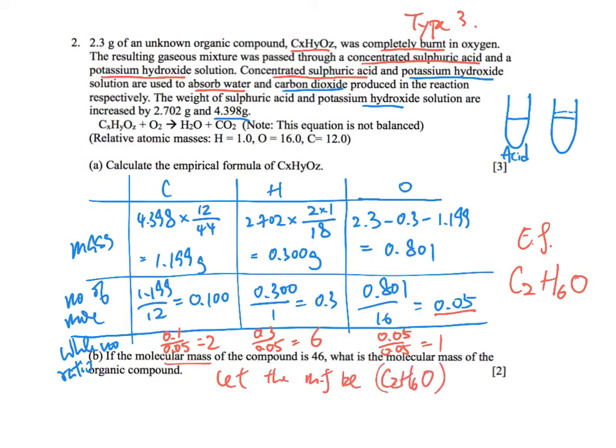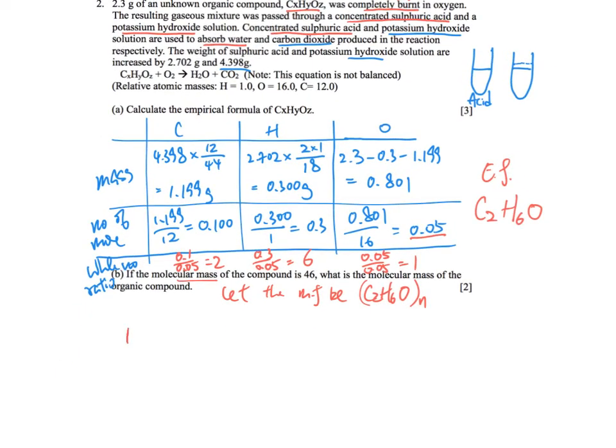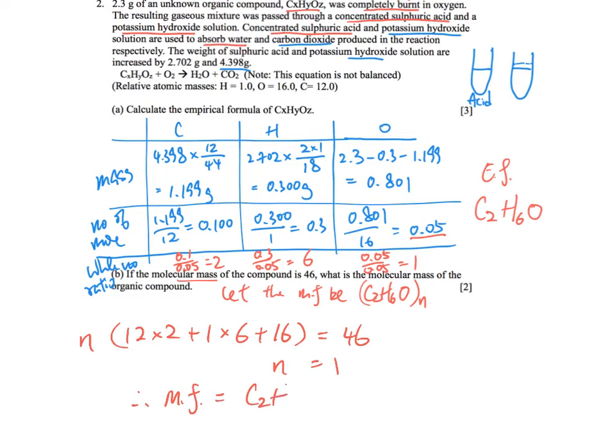(C2H6O)n right there. Then you have 12 times 2 plus 1 times 6 plus 16, all times n, equals 46. After you solve it, you find out that n will be 1. So the molecular formula will be C2H6O. So 1 mark here, 1 mark here, 1 mark in total for the 3 answers, and then 1 mark for the final answer.